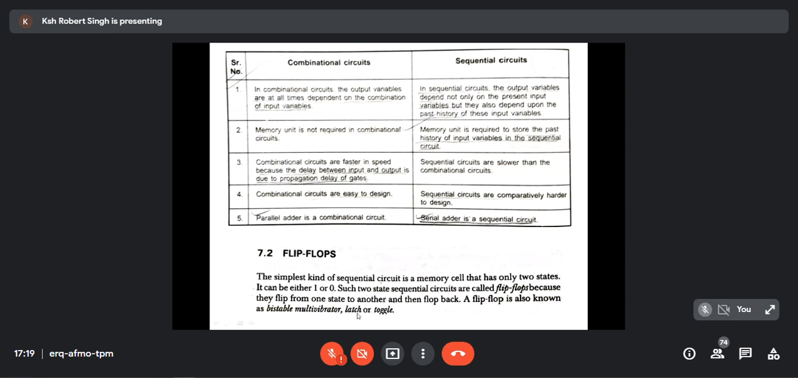But strictly speaking, the name itself has a different meaning. There is a difference between flip-flop and latch, strictly speaking. So in most exams, they will ask, what is the difference between latch and flip-flop? That also we will come to know.